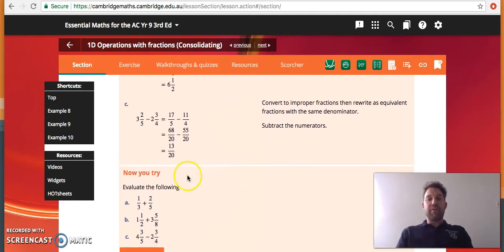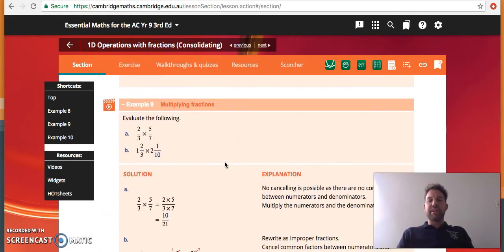When we're looking at the minus, it's exactly the same method as I've just talked through, except for when you get to this stage and we added the numerators, you will minus 68 minus 55. Okay, so that's the only difference there.